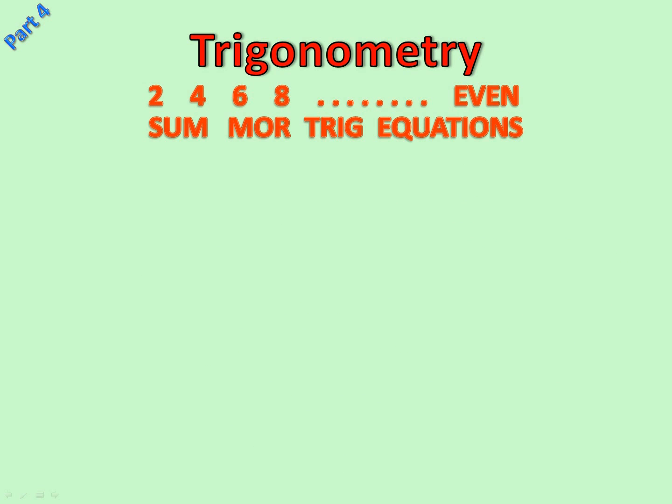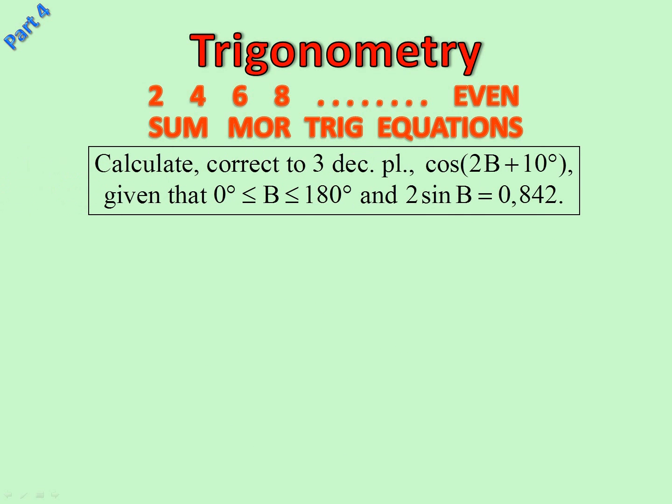Oh, corny. Well, a bit more. Let's have a look and see. Calculate correct to 3 decimal places cos of 2b plus 10 degrees given that 0 less than or equal to b less than or equal to 180 and 2 sine b equals that. Well, ultimately we have to find cos of 2b plus 10 degrees. But I don't know b, so I'm going to have to use this information to find b.